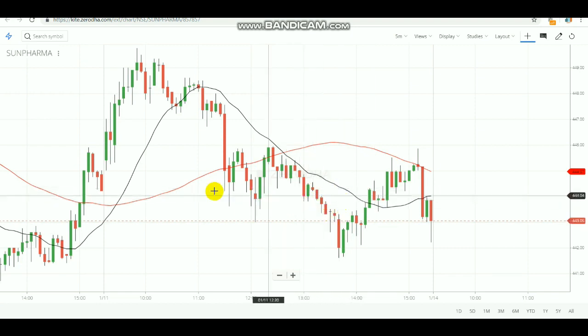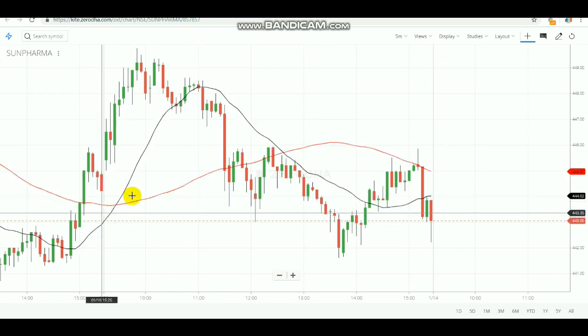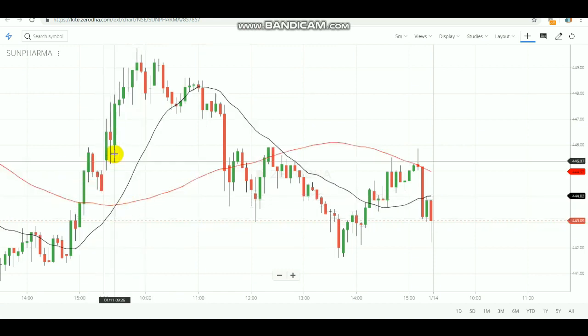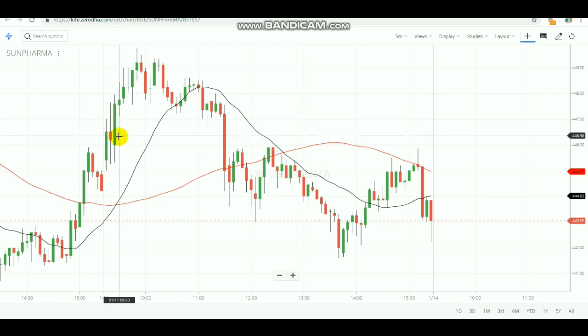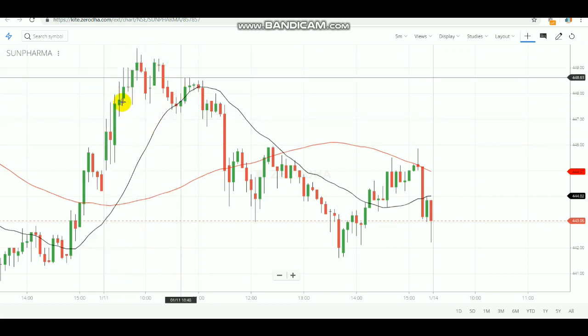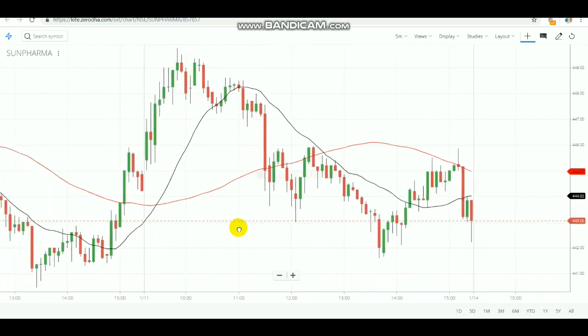In the previous one also, the black line had crossed over the red line. After the 20 moving average made a crossover of the 60 moving average, you would have entered at this point in the next candle. After you entered, the market went up a little bit, so this time also you would have earned some profit. Even if you missed the first one, in the second one you can surely make a profit.